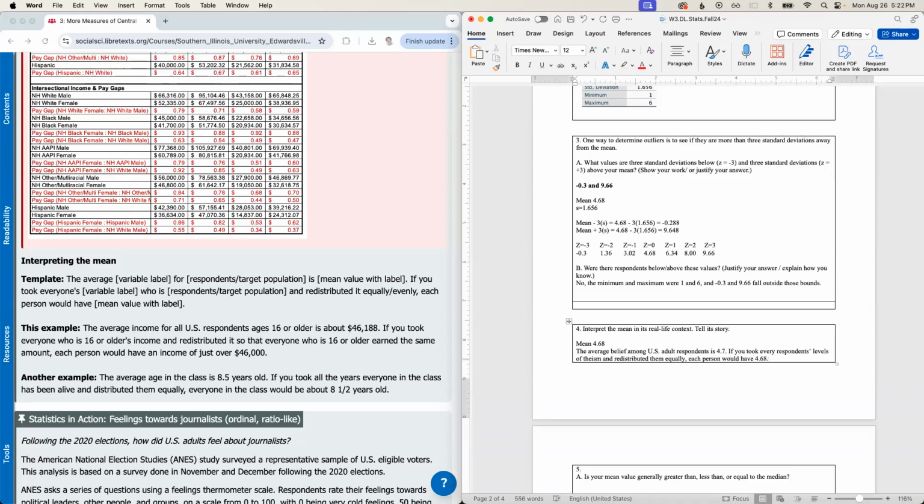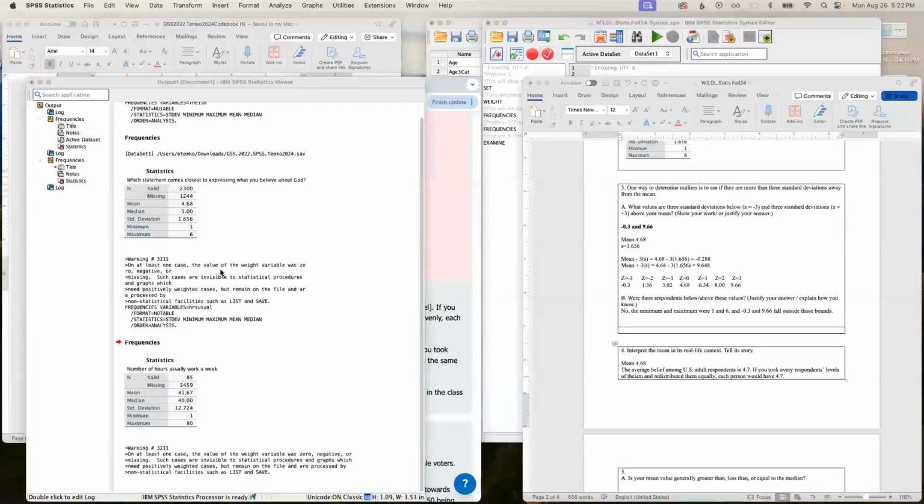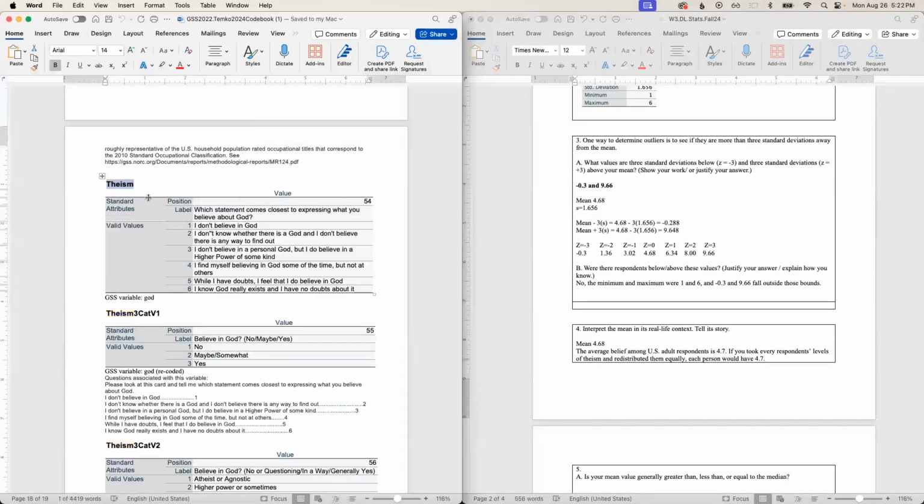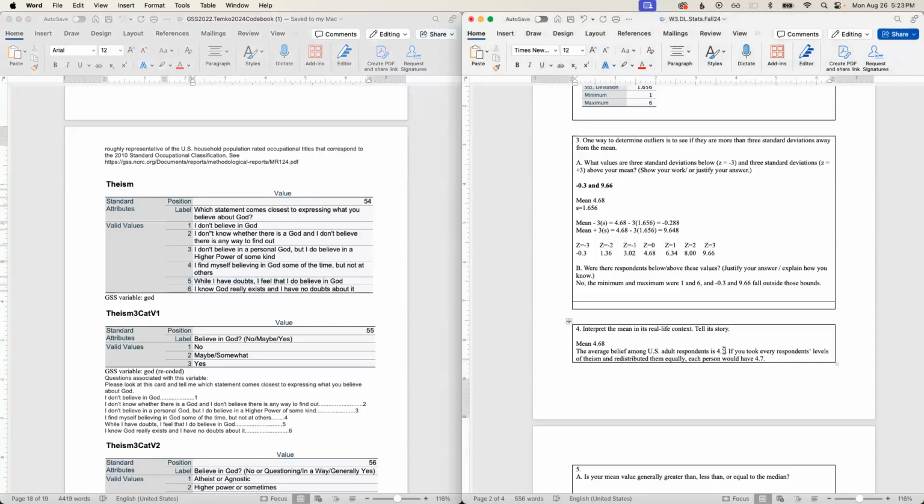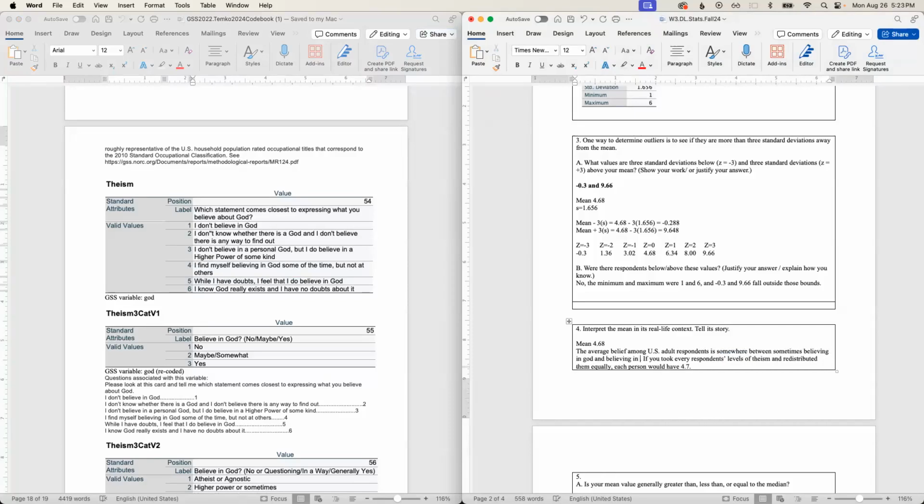Okay, so that still doesn't tell me anything, right? I don't know what this means. And so I need to look back at that code book to see what it means. So a 4 is sometimes you believe in God, sometimes not. And a 5 is believing in God with doubts. This is a little bit over halfway towards this. So it's somewhere between, so the average belief among US adult respondents is somewhere between sometimes believing in God and believing in God with doubts. And then if you took everyone's respondents' level of theism and redistributed, each person would be right at that thing of like between sometimes and yes with doubts.